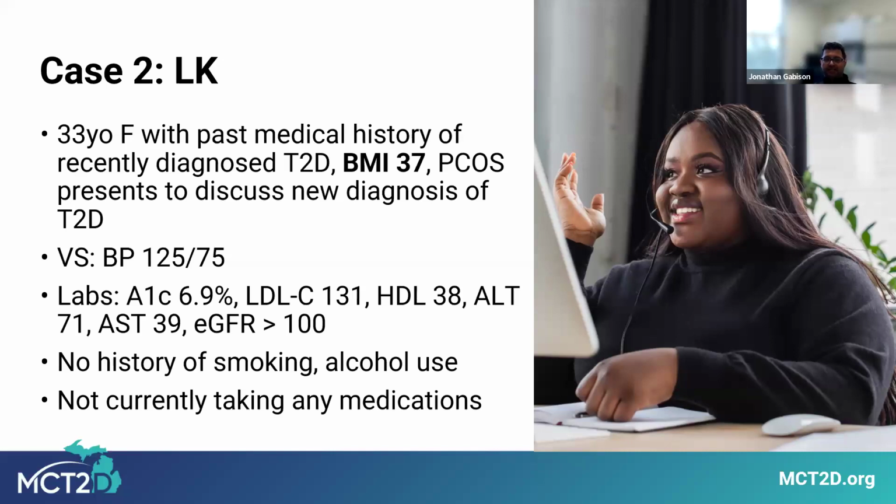So LK, she is a 33-year-old with past medical history of type 2 diabetes. She has an elevated BMI, PCOS, and she comes in to discuss her new diagnosis of type 2 diabetes. Her blood pressure, she was normotensive. A1C is 6.9%. LDL-C is 131. HDL is 38. ALT is 71. AST is 39. Her eGFR is greater than 100. She has no history of smoking or alcohol use, and she's not currently on any medications.